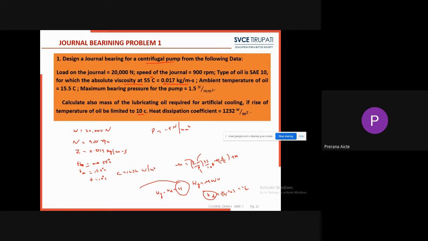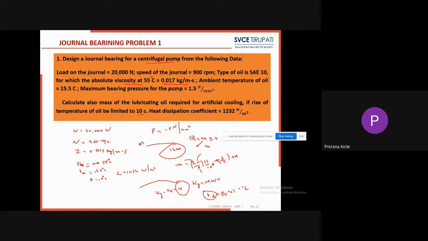Clear? So for example, in a journal bearing surface we develop 1200 watts of heat. To absorb this heat, how much mass of lubrication oil must be supplied? Again we have one formula: Q is equal to M into S into T. M is the mass of lubrication oil, S means specific gravity of the oil, and T means temperature rise. From this relation, we calculate the mass of lubrication oil.